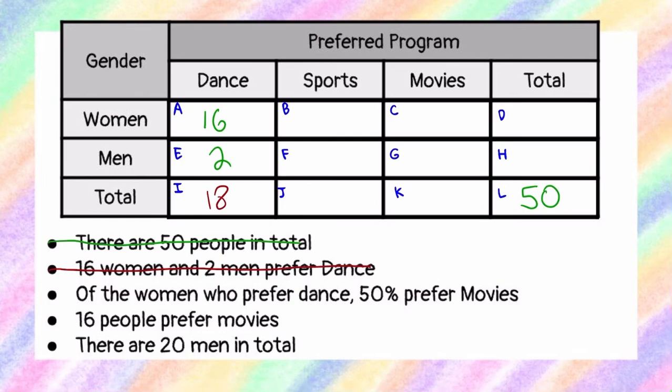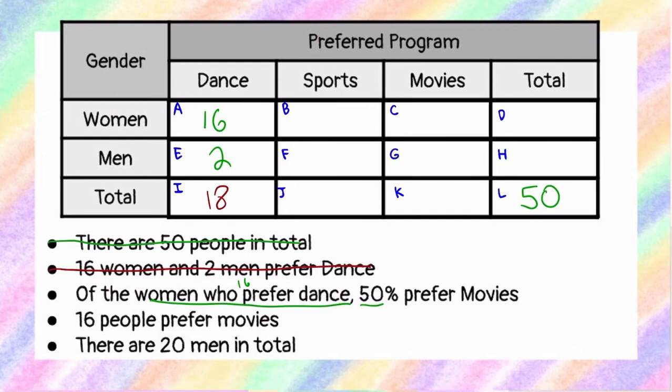Let's take a look at clue number 3. Of the women who prefer dance, 50% prefer movies. This is a little tricky. So when they say the women who prefer dance, how many women prefer dance? 16. So now I'm looking to find 50% of 16. What is 50% of 16?